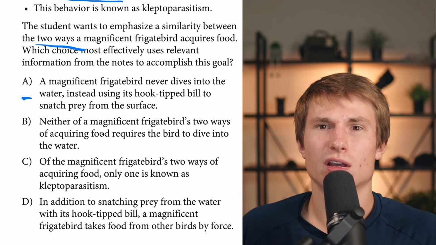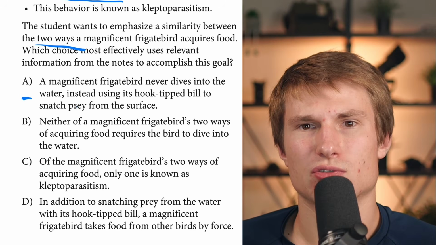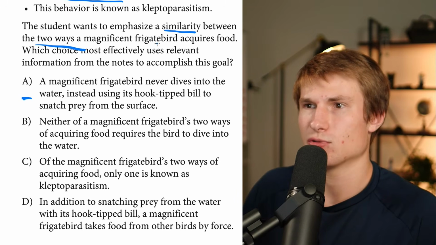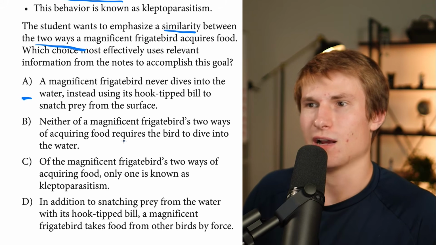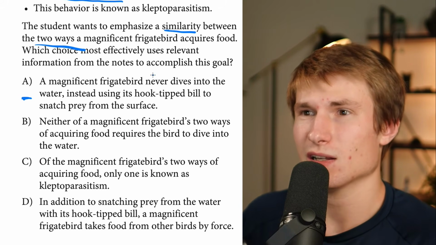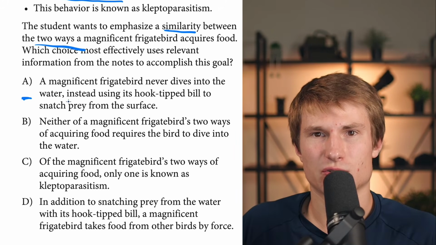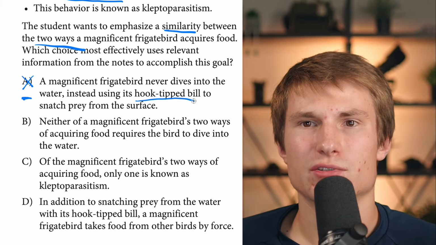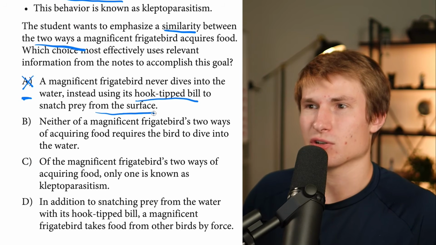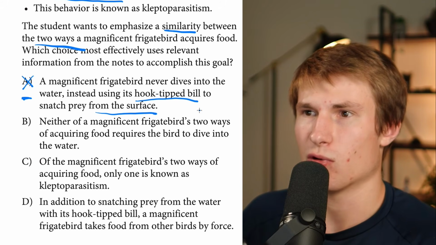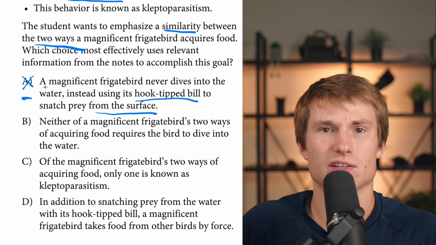We've got B. Neither of a magnificent frigate bird's two ways of acquiring food requires the bird to dive in the water. Okay, that's emphasizing a similarity between the two ways of acquiring food. Once again, I prefer that it mentions them, but it doesn't look like maybe it will end up doing that. Okay, in this case with answer choice A, I'm actually going to go ahead and get rid of it now that I've seen B. And the reason why is we've got using its hook-tipped bill to snatch prey from the surface. That's only including one of the ways that it acquires food. And if we are going to include one, we should also be including the other. Okay, so I'm going to get rid of A based on that.